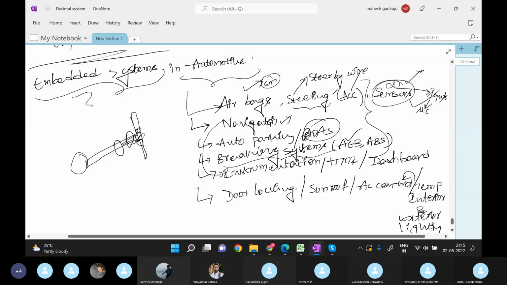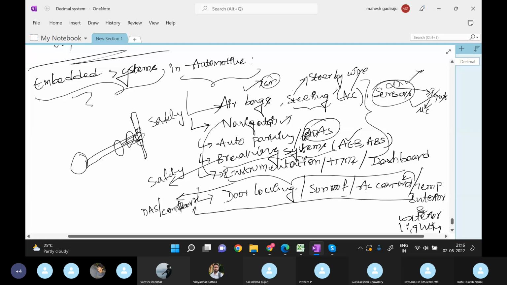Braking systems are one kind of safety. Airbag is also safety. Instrumentation will come under driver assistance as well as comfort features. Door locking, sunroof, AC control, temperature control, and interior lights come under comfort features, but exterior light control is a safety feature.